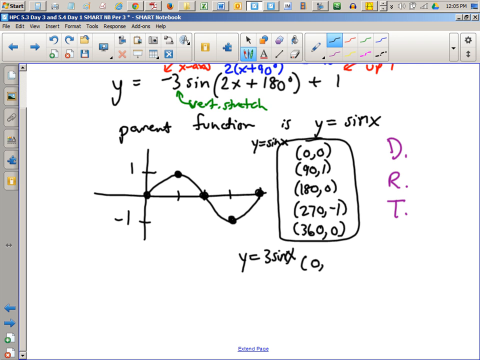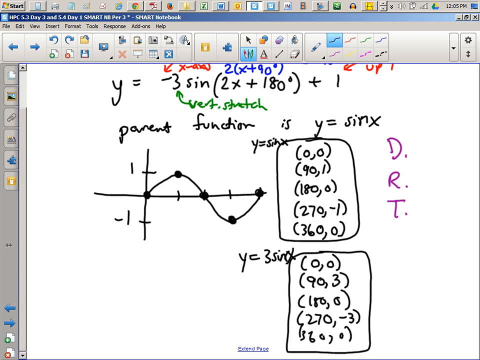So what would they look like? 0, 0 still. 90, comma 1 would become 90, comma 3 now. You're tripling all the y's. 180, 0 stays as 180, 0. 270, negative 1 is now 270, negative 3. And 360, 0, that's not changing. I'm multiplying the y's by 3. That's my first transformation.